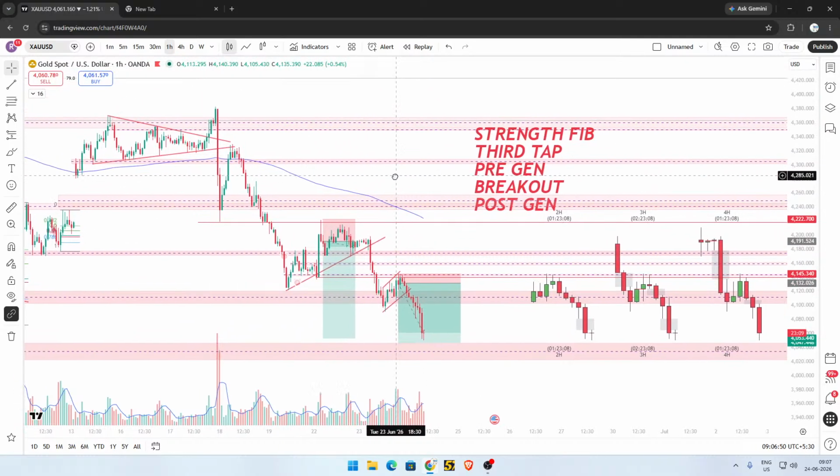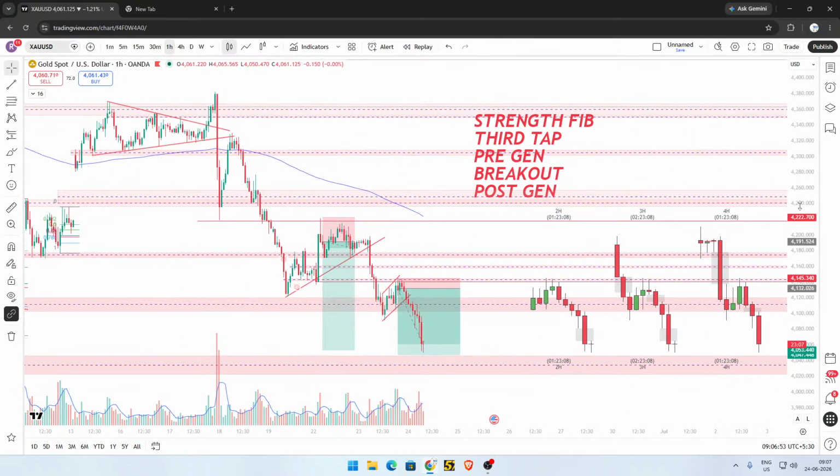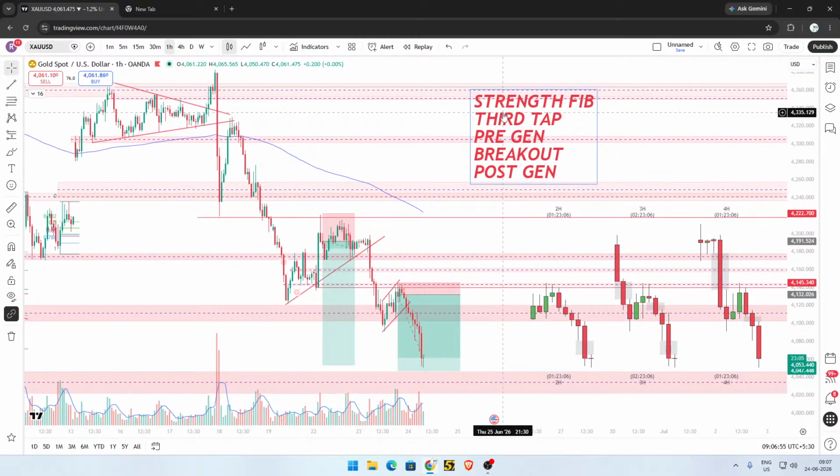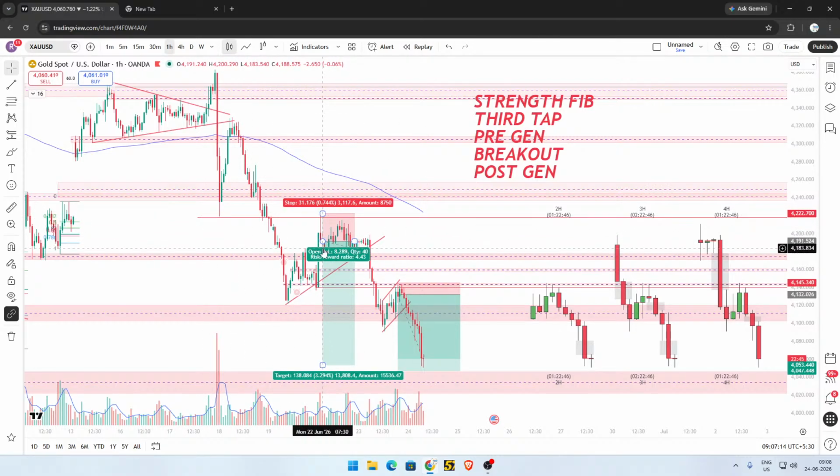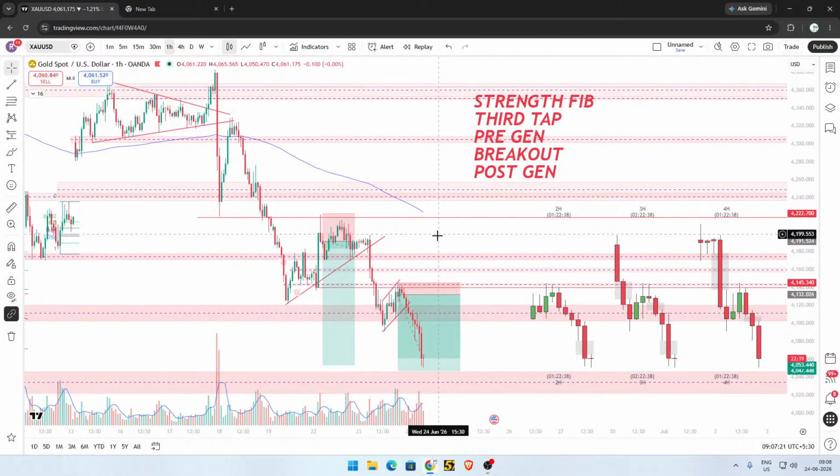So now let's discuss about market dynamic. Now I am telling you about the Fibonacci strength, I mean strength Fibonacci. What is strength Fibonacci? See, a market crash down, one-sided move, retracement, a good area. So retracement came. This is strength Fibonacci.